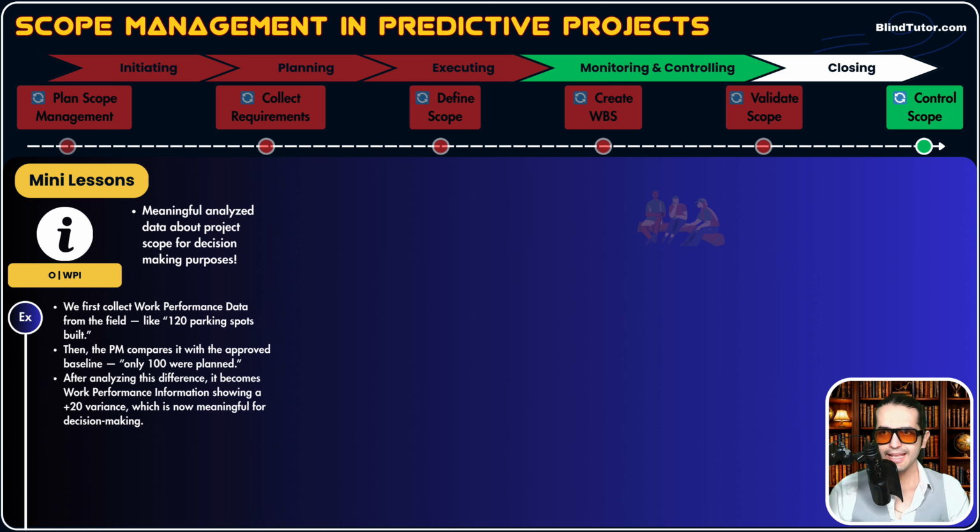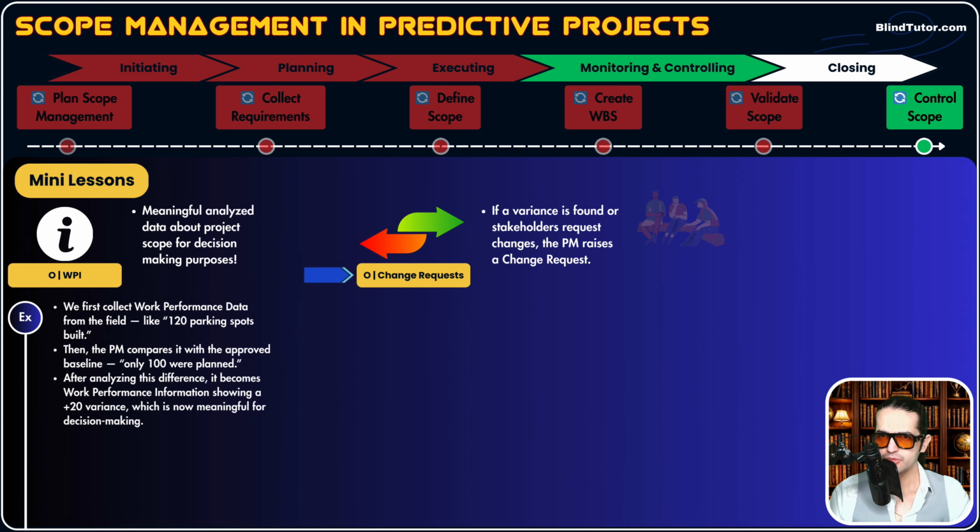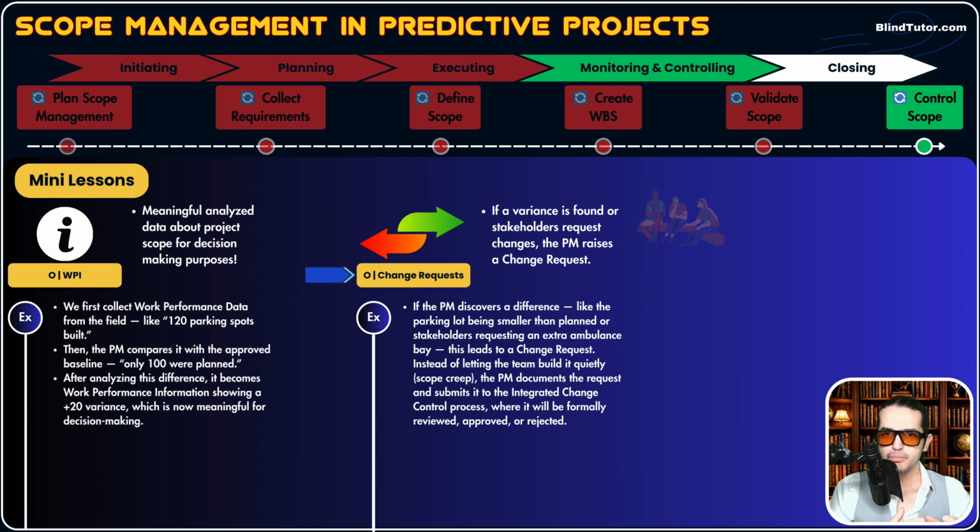The next output is change requests, guys. So if a variance is found or stakeholders request changes while we're doing control scope, the PM raises a change request. Let's elaborate with an example. Now, if the PM discovers a difference like the parking lot being smaller than planned, or stakeholders requesting an extra, for example, ambulance bay, these are requests. This leads to a change request.